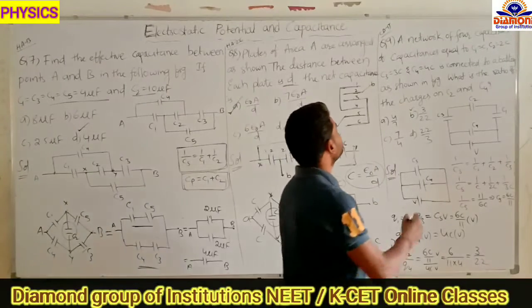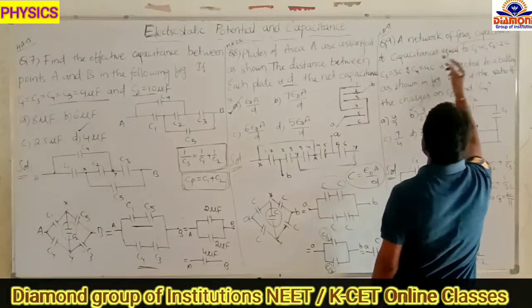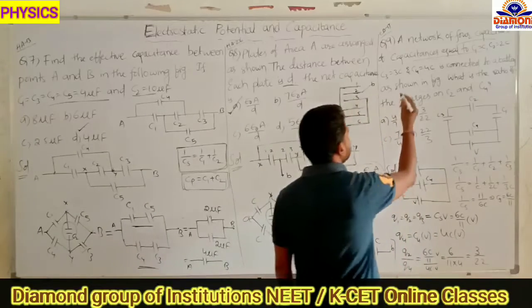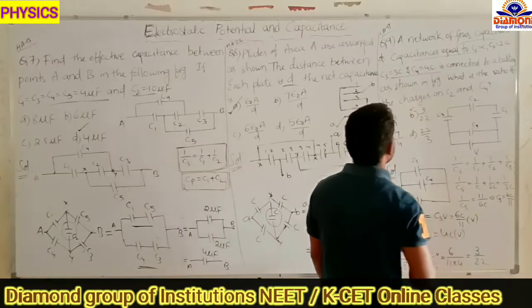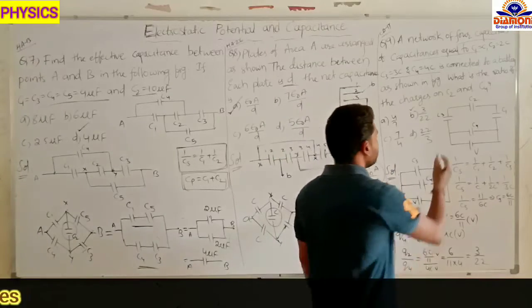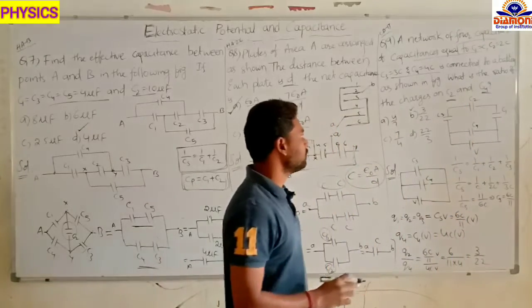Now come to the 9th question. A network of 4 capacitors, with capacitances C1 equal to C, C2 equal to 2C, C3 equal to 3C, and C4 equal to 4C, is connected to a battery as shown in the figure. What is the ratio of the charges on C2 and C4? So we have to find the charge flowing through C2 and the charge flowing through C4.